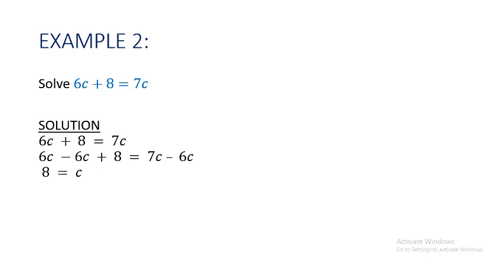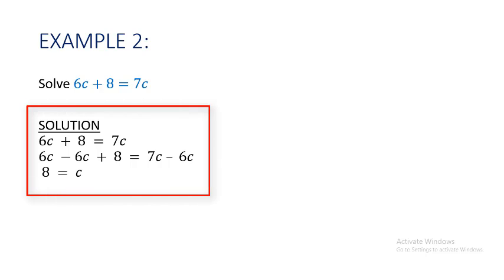Now here we have example 2. Example says solve 6c plus 8 is equal to 7c. Just like the first one, we have two variables that are the same, c, one on the left hand side and the second one on the right hand side. So the issue is to find the value of c in this equation. So here we have a solution.